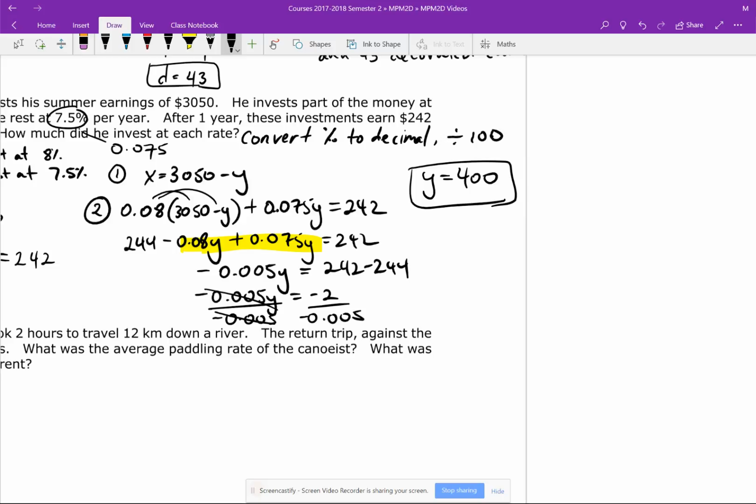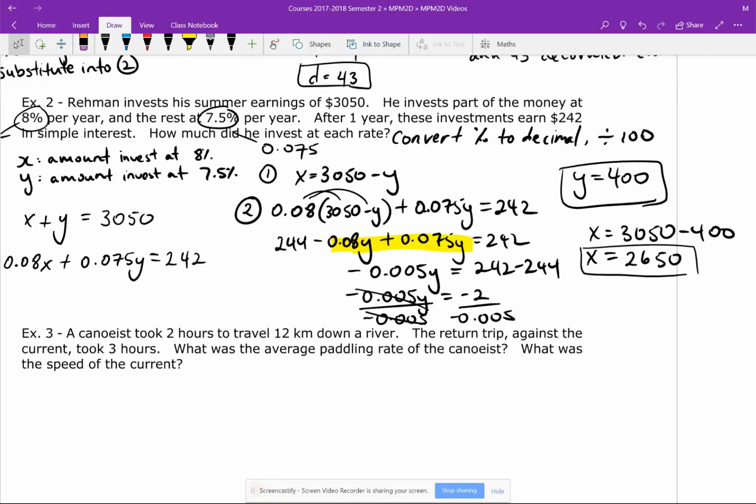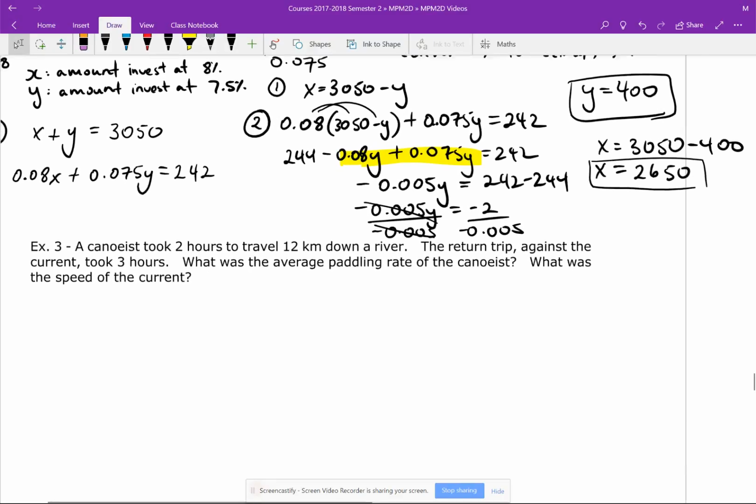All right, so what's x? Well, if I use equation number one, x is equal to 3050 minus 400, and so x is equal to 2650. So Raymond invested $400 at 7.5% and $2,650 at 8%. And that's the answer. And don't forget, check your work. Always check your work with the checking step.